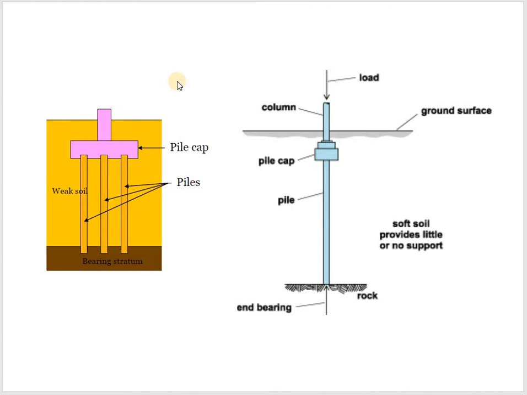Here is a sketch of how the piles are constructed and how they transfer the load. Here you can see weak soil, the yellow color. This is the column on which the entire building load is transferred. From the column it moves to the pile cap, and all the load on the pile cap is then transferred to the slender elements, and ultimately the entire load is transferred to the load bearing stratum. It can be rock or any other hard strata. The same sketch is shown here also.